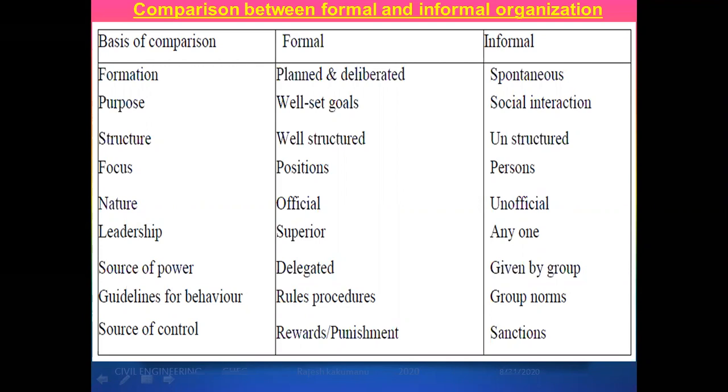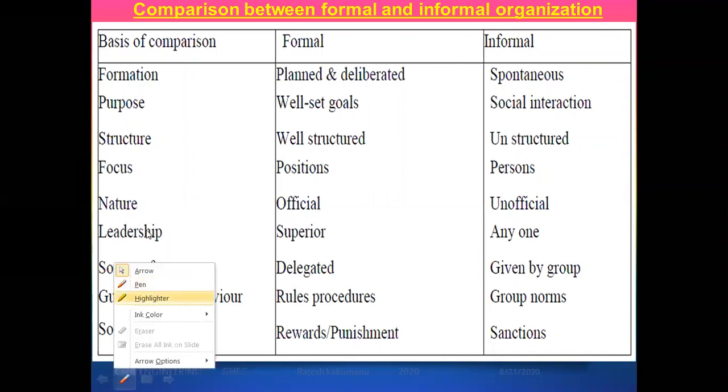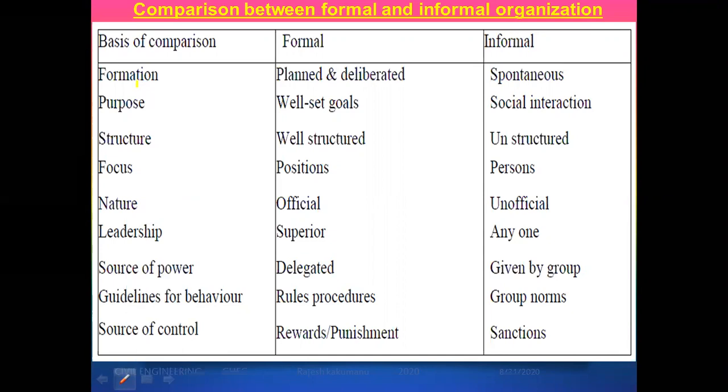Now if you see the organizations, we have two basic organizations. The first one is the formal organization and the second one is the informal organization. What is the main motto of the formal organization? In the formal type of organization, it should be planned and it should be delivered.